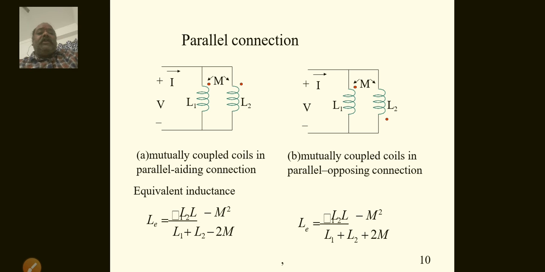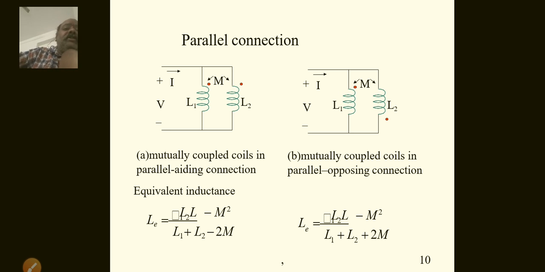So the equivalent inductance is (L1 L2 minus M squared) by (L1 plus L2 minus 2M). This is the effective inductance. For mutually coupled coils in parallel opposing connection, the effective inductance is equivalent to (L1 L2 minus M squared) by (L1 plus L2 plus 2M). So what is the difference?